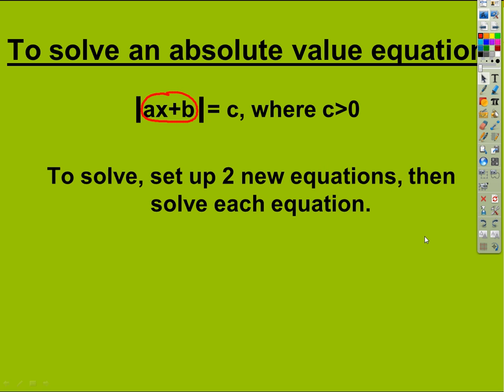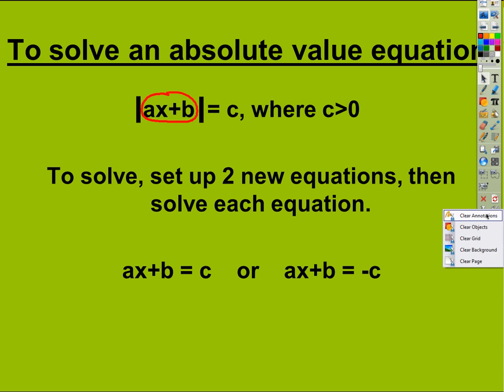We want to always trade the one absolute value equation for two regular equations. Whatever is inside the absolute value bars, either it's going to equal the number outside or it equals its negative opposite, and we just solve those two normal equations to get our two solutions. That's it. Okay, let's look at an example. I think when you see it with numbers, maybe it's easier to see.